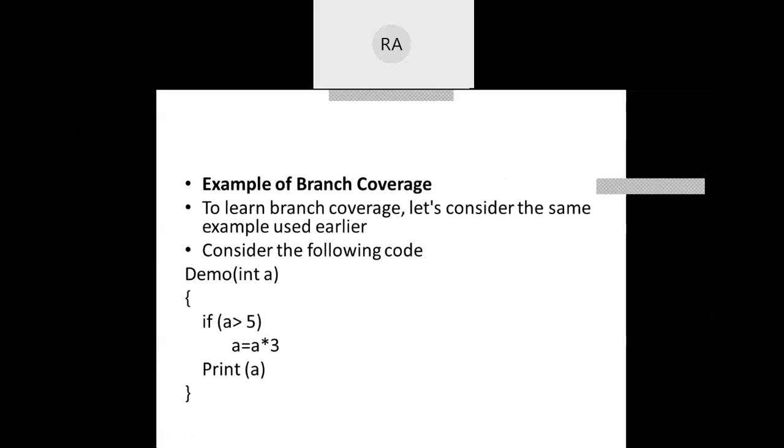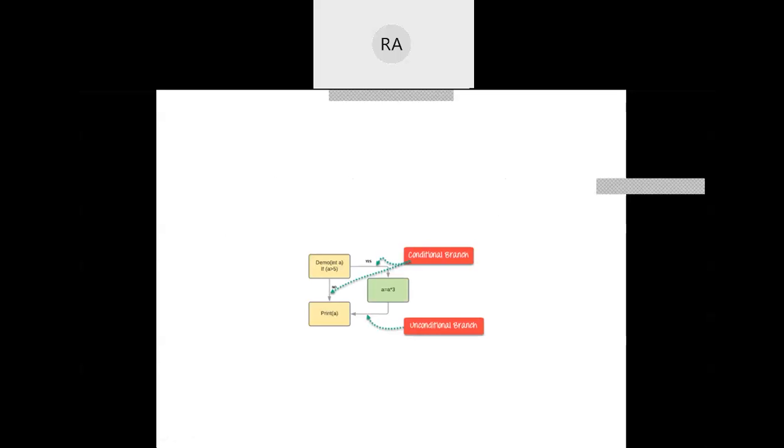Let us go through one example for branch coverage. It is the same example we have taken, where I am testing the value of A. If it is greater than 5, I am multiplying the value by 3, and there is no else part. You have just one statement outside this block, which prints the value of A. Let me measure the branch coverage for this. With this, we can differentiate between a conditional branch and an unconditional branch with the help of branch coverage.